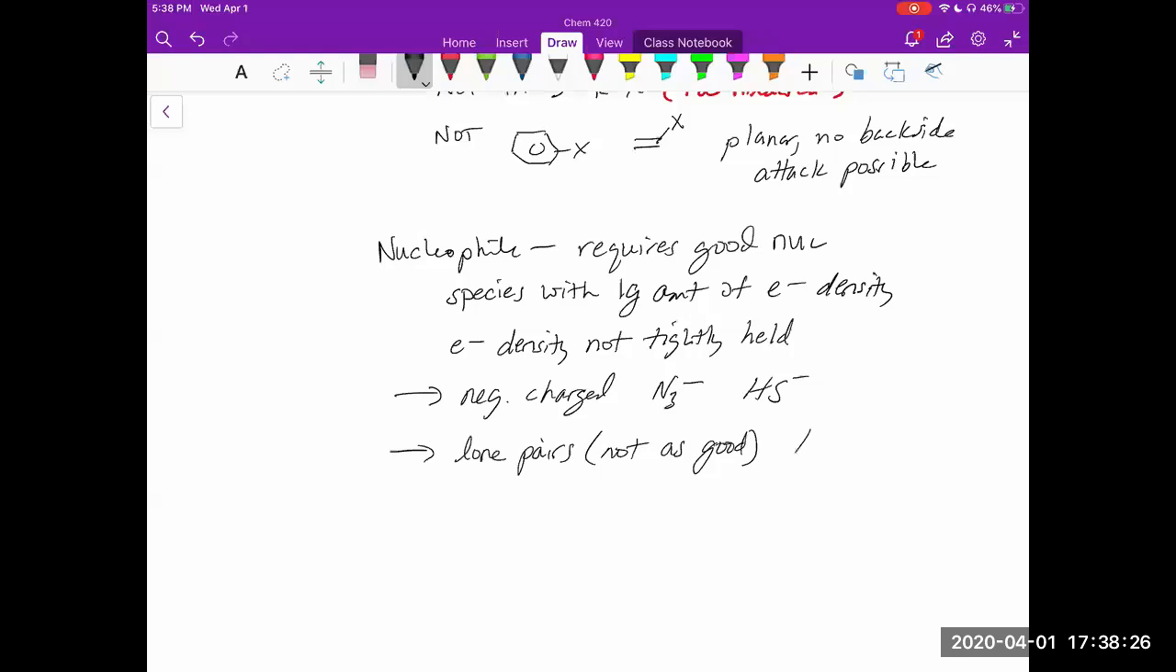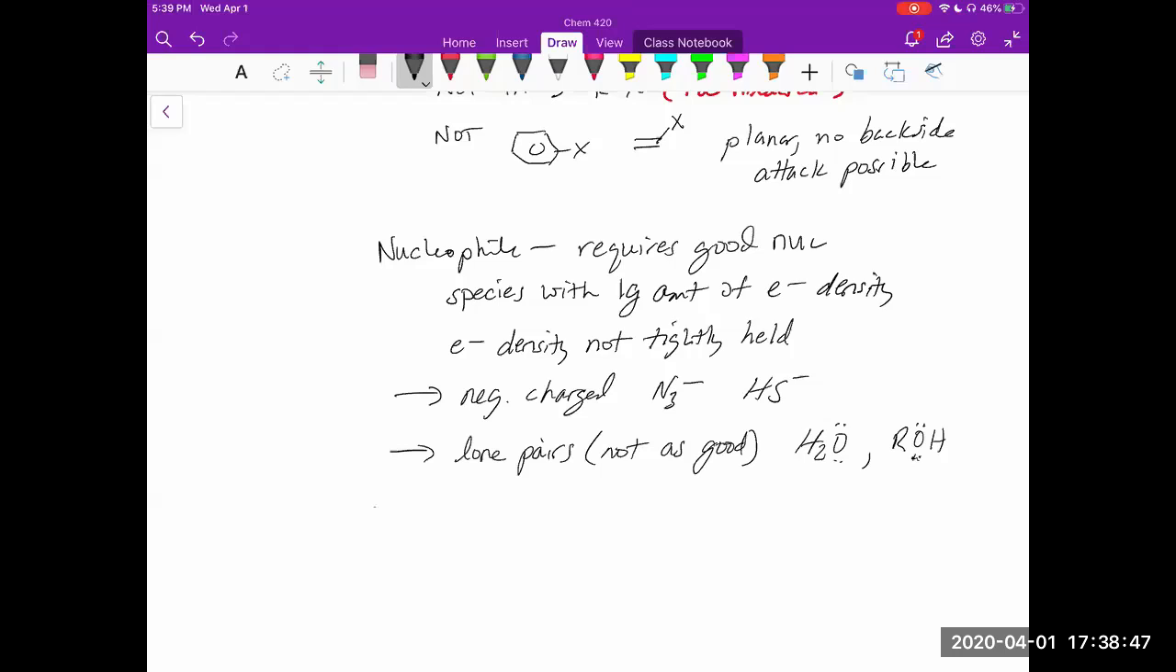But we'll see water, for example, just has a lone pair. It's a nucleophile. It's not a good one. Or an alcohol, we can just make it generically ROH. They're nucleophiles. They've got the lone pair. They're not going to be strong because they don't have the negative charge.